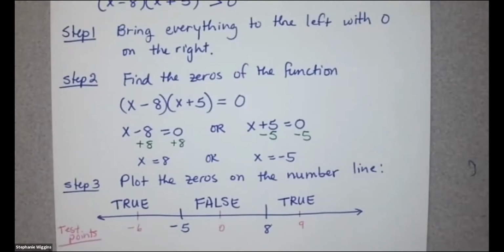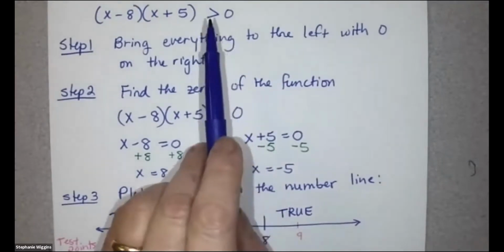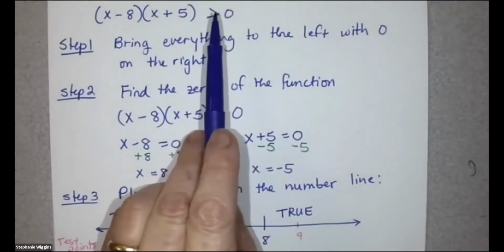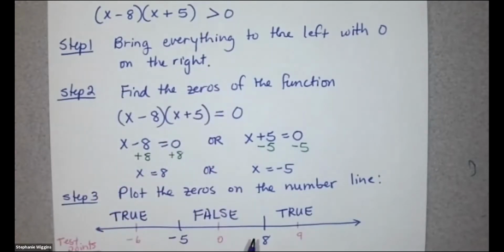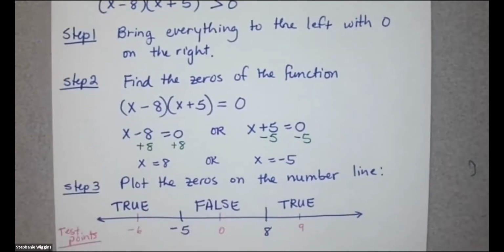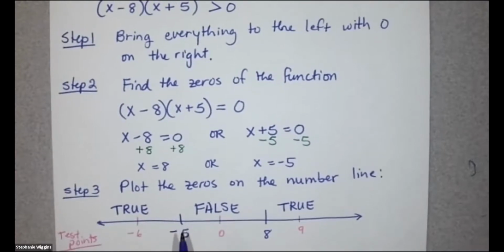Okay, see how that works? And to solve an inequality, you want to find what values of x make it true. And if it's true for this point, it's true for the whole interval. Now notice that our inequality is a strict inequality. In other words, it's greater than 0, but not equal. So we're not going to include -5 and 8 because those are zeros, and the function is equal to 0 at those 2 points. So we're not going to include them.